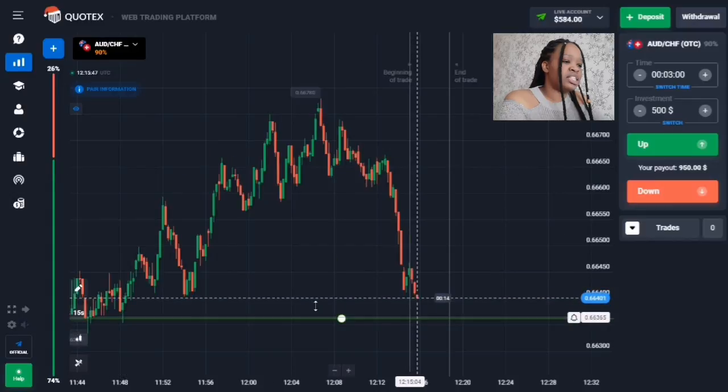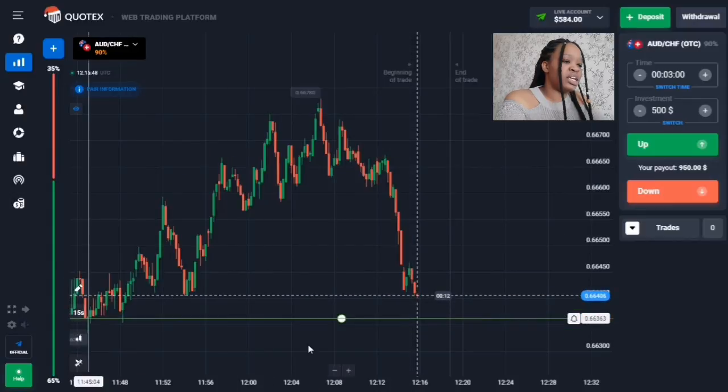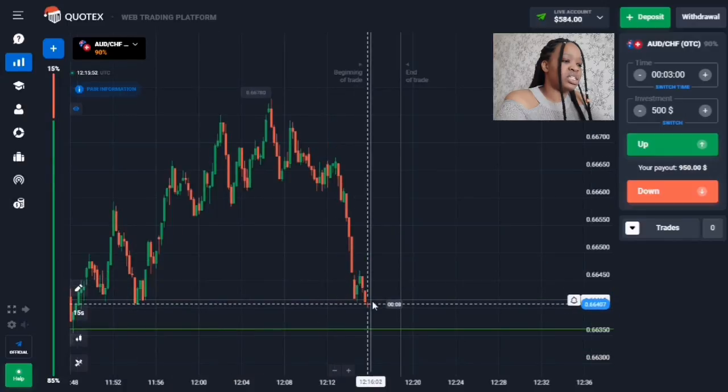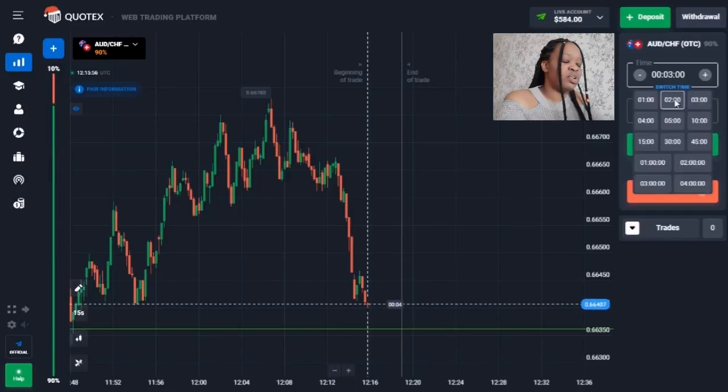Well, here we can see support level, and also we can see that the price is moving to our level with very good confident candlesticks. So let's open a 2-minute trade down and wait for the end of our trade.